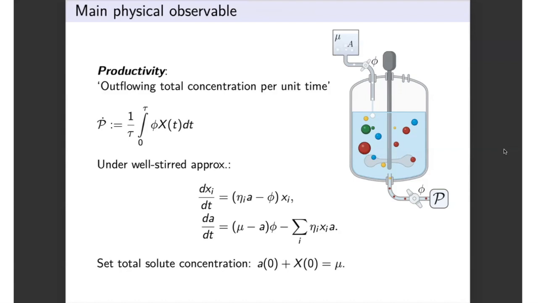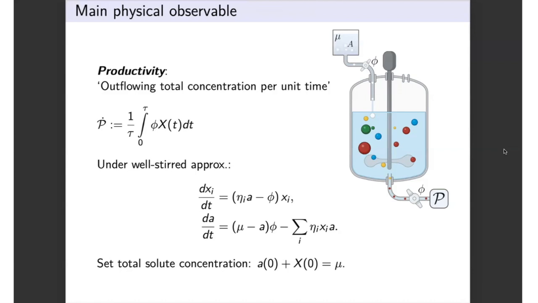I want to now focus on this part here, which is the introduction of productivity as a measurable. Remember that one of the key ideas here was that I want to have a measurable that I really can do in the lab. Because long-term growth rates, if you're betting on horses, maybe it makes sense. But if you want to see these in chemical reactions and you want to tell some chemist, hey, can you do this experiment for me?